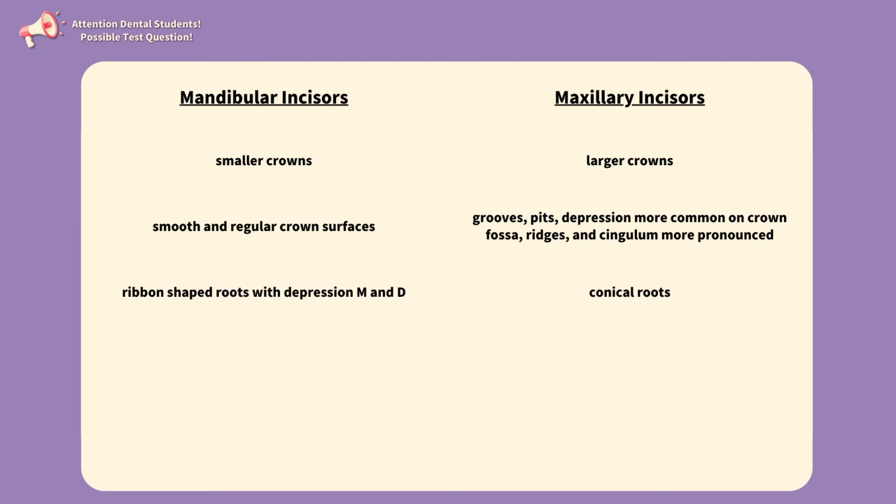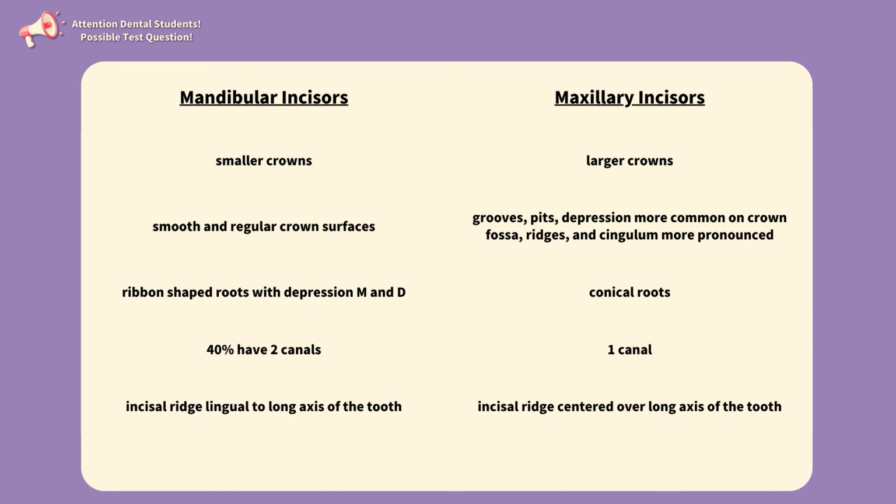The roots of the mandibular incisors are ribbon-shaped, with depressions on the mesial and distal, while the maxillary incisor roots are cone-shaped. Mandibular incisors have one canal, but there's a very common variation where they have two canals. The maxillary incisors have one canal. The incisal ridge of the mandibular incisors is positioned lingually to the long axis of the tooth, while the incisal ridge of the maxillary incisors is centered over the long axis of the tooth.